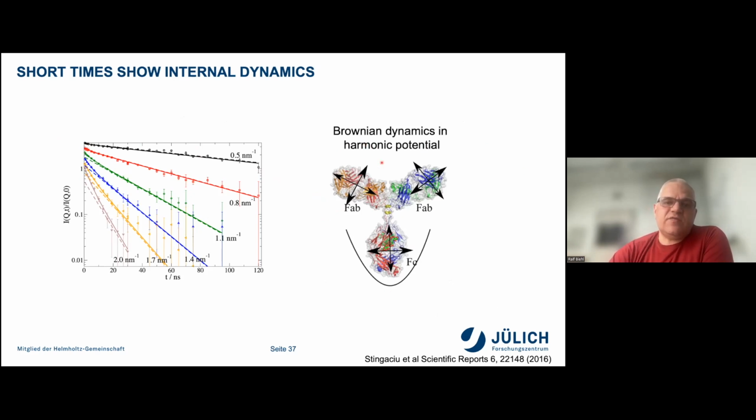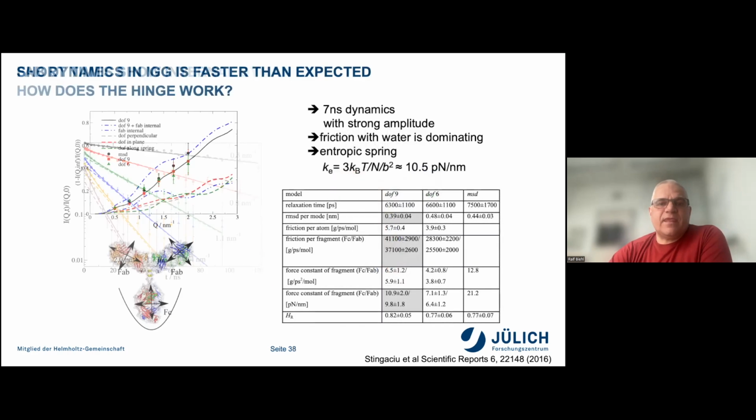That means each of our domains is in a potential trap, and the linker connection between the Fabs acts as a spring. Using this model, we get these very nice fits, and as fit parameters we get a relaxation time of around 6 nanoseconds. The mean square displacements are around 4 angstrom.